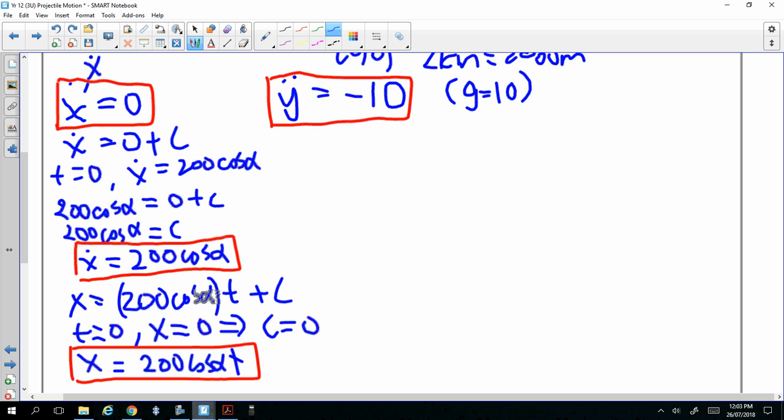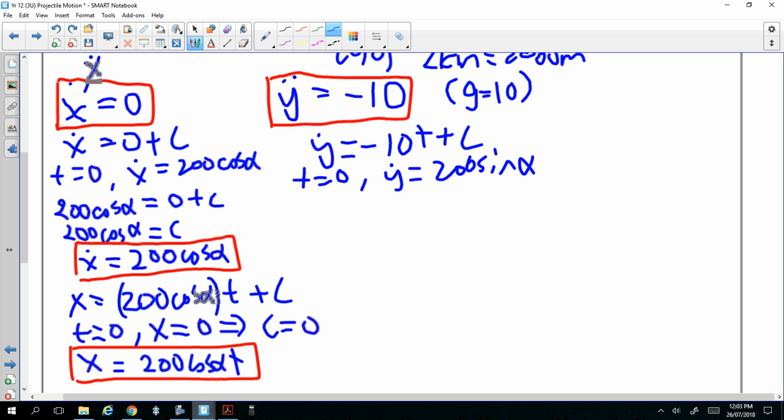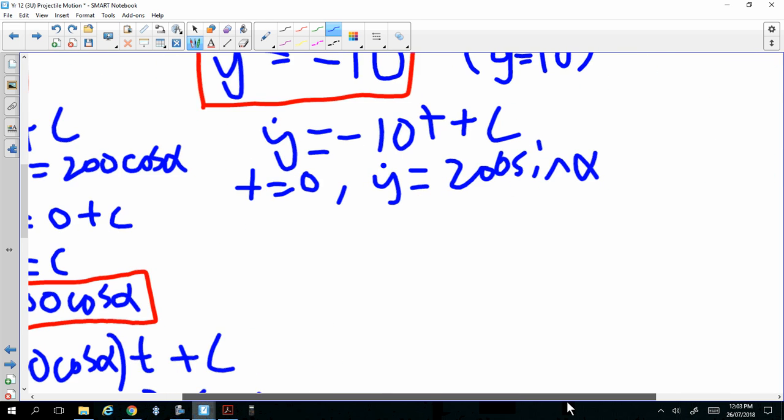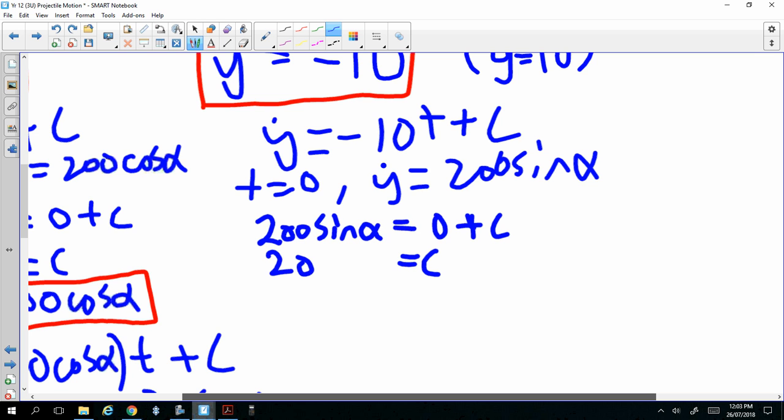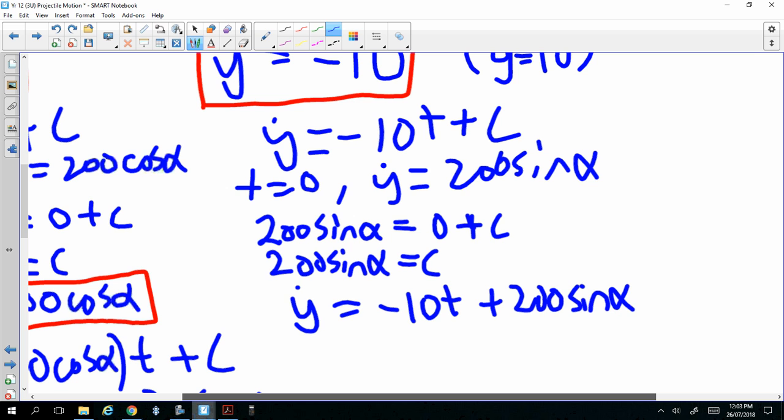Continuing, y dot equals negative 10t plus c. When t is 0, y dot is 200 sine alpha, and then you can use it to find c. So 200 sine alpha equals 0 plus c, so c equals 200 sine alpha. So you get y dot equals negative 10t plus 200 sine alpha. Put a box around it.